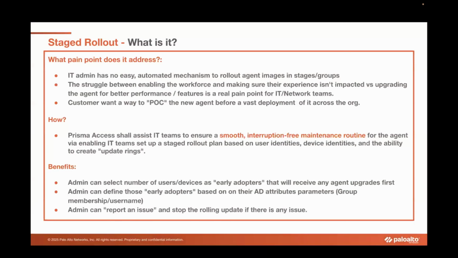So from a staged rollout perspective, what exactly is it, right? When an IT admin wants to roll out an agent image, when initial deployment of the agent is done and, say it's an organization and all employees are using the Prisma Access Agent and we have a new version of the agent to be deployed, right? What the administrator would do is roll out the agent to one set of users, maybe the IT users, try it out on them, and once successful, roll it out to the second set of users and then roll it out to the entire organization, right?